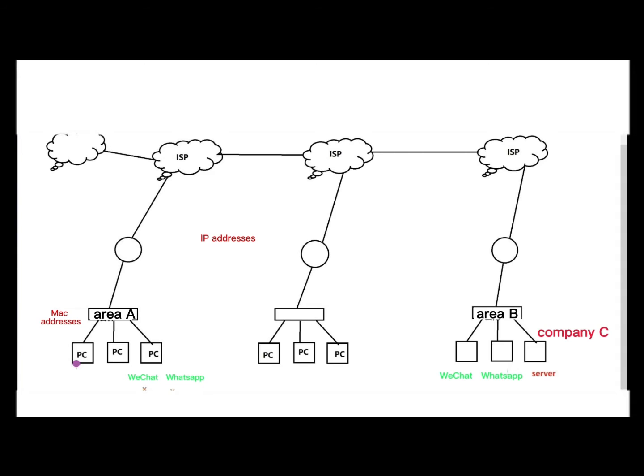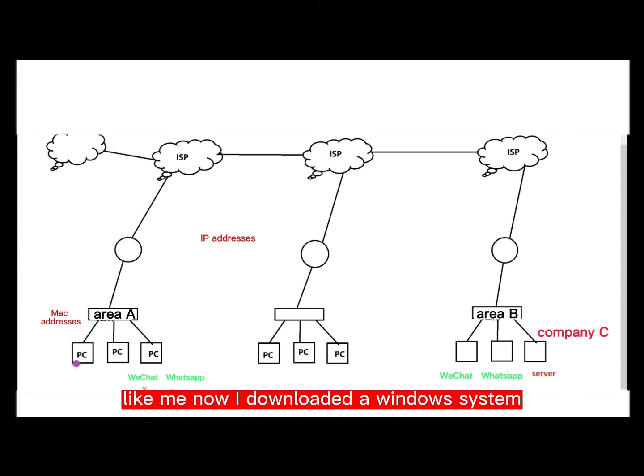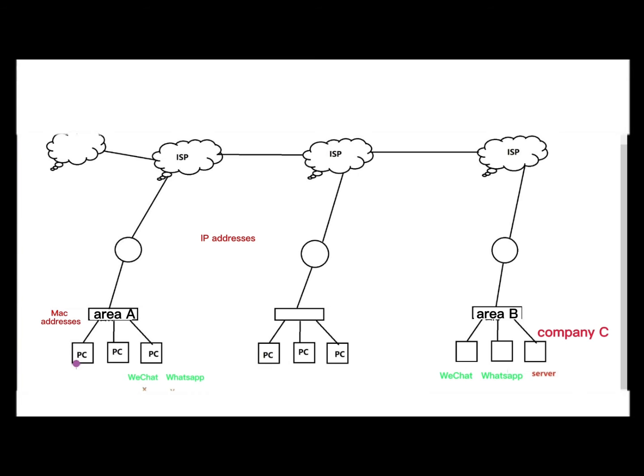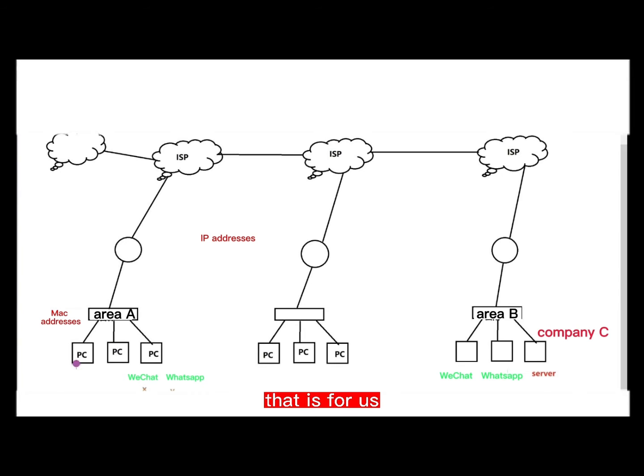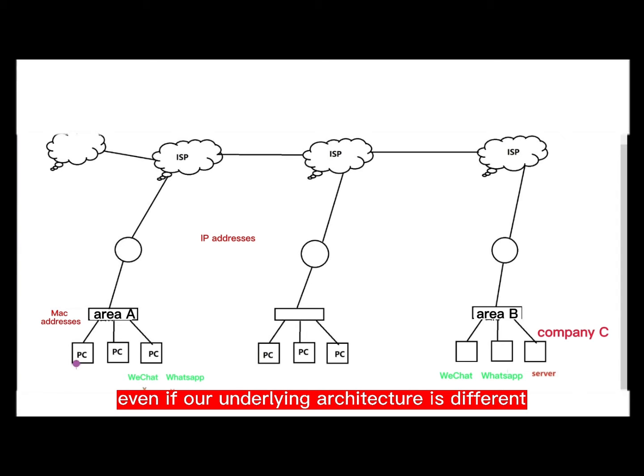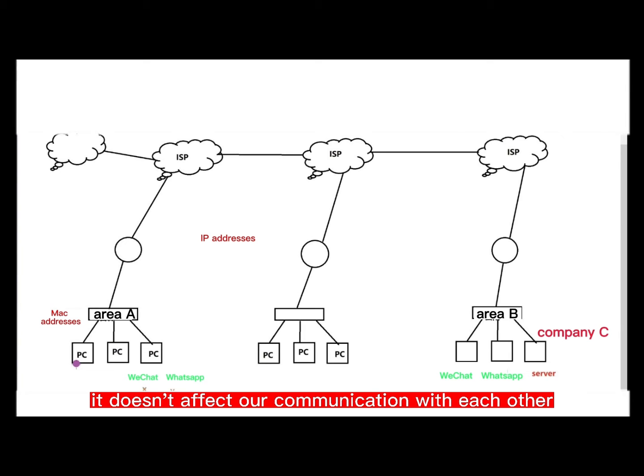So in fact, 4 different systems. They all have differences between the underlying systems. Like me now, I downloaded a Windows system on the PC side of my device and installed WhatsApp. For example, the PC here, I'm on a desktop version of Linux, also installed WhatsApp. So even for the same software as WhatsApp, it's actually a different underlying operating system. That is for us, even if our underlying architecture is different, in fact, everyone knows it doesn't affect our communication with each other.